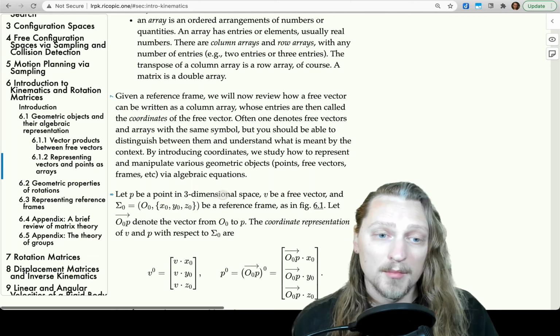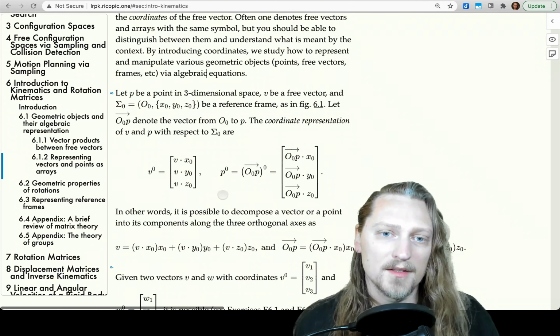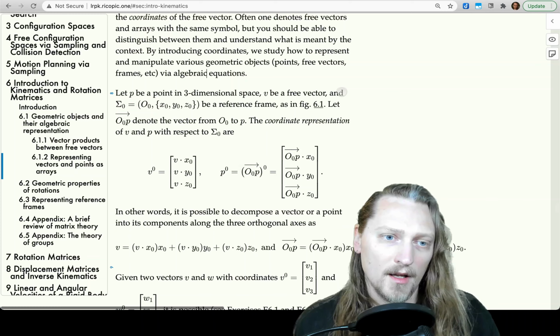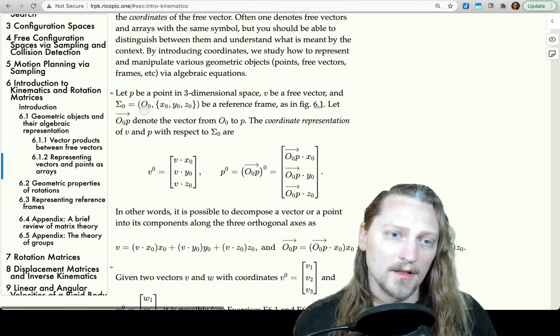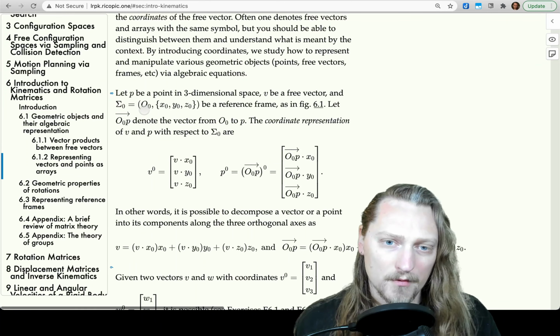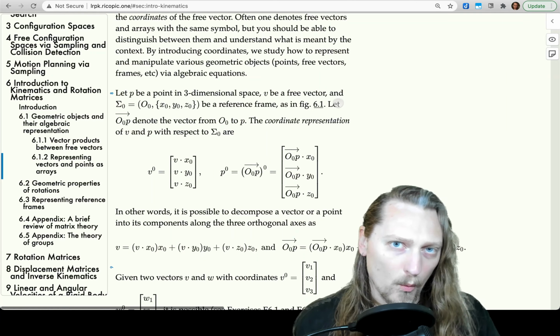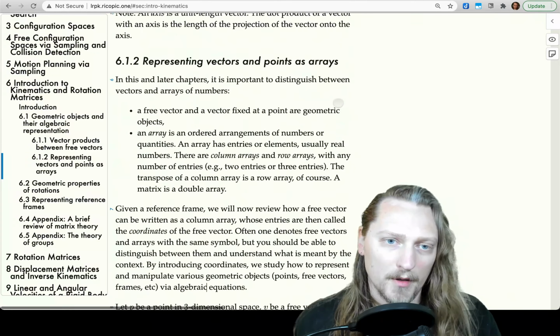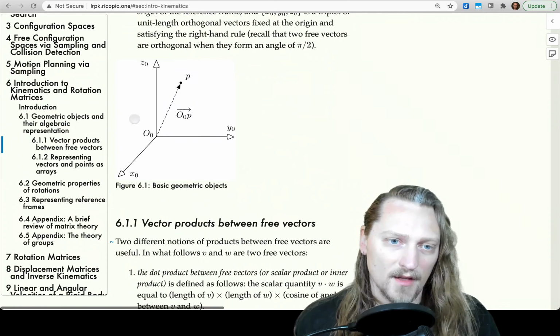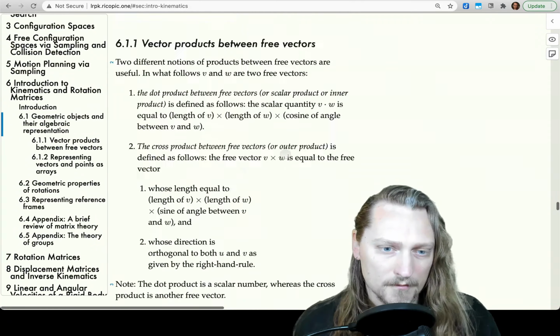Okay, let P be a point in three-dimensional space, V be a free vector, and sigma 0 be a coordinate system or a reference frame, as in figure 6.1 above. If we go back up here, this is that figure. Okay, that's the reference.